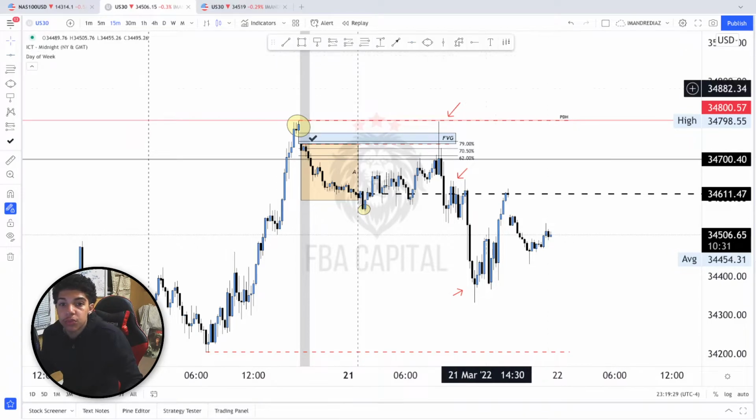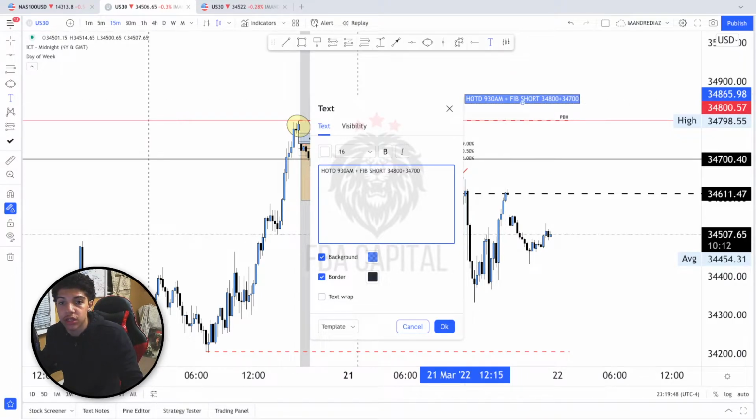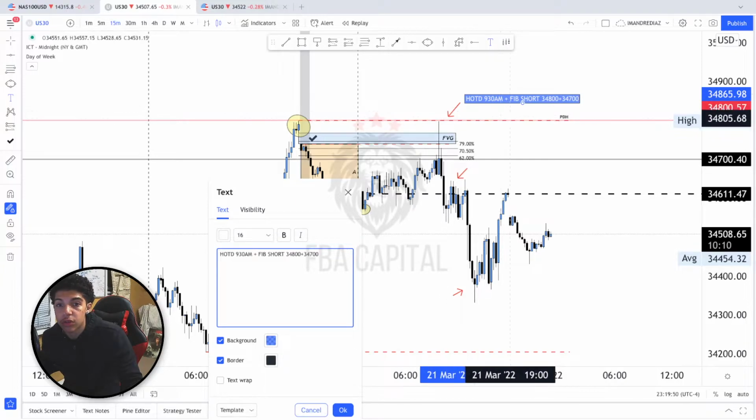So you see, price did all these things, so now we're going to annotate it. So we got the high of the day at 9:30 a.m. Plus, we had that fib short. We also tapped into 34,800. And I'm also going to put 34,700 because that's also where price rejected. It did tap into that 34,800, but it did hold this level, so I'm just going to have both.